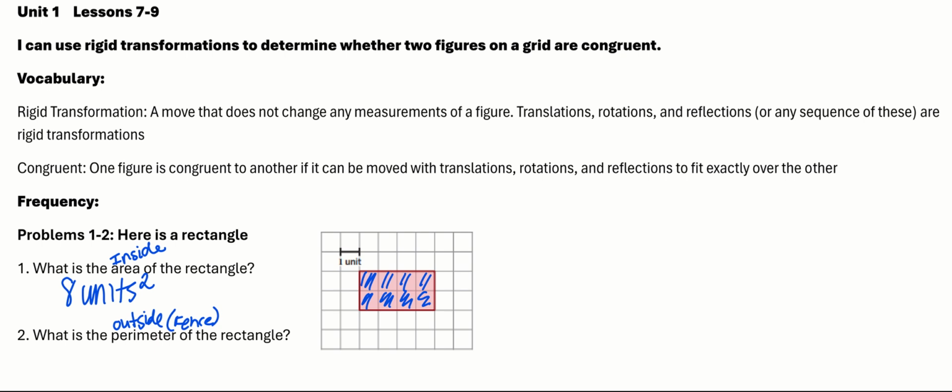And then perimeter, just for visual sakes, I'll change the color. Perimeter is the outside, like I'm building a fence. So it's 1, 2, 3, 4, 5, 6, 7, 8, 9, 10, 11, 12. And perimeter is just like a measurement, so it's not squared. It's just units. So that's just a quick reminder of the difference between area and perimeter.